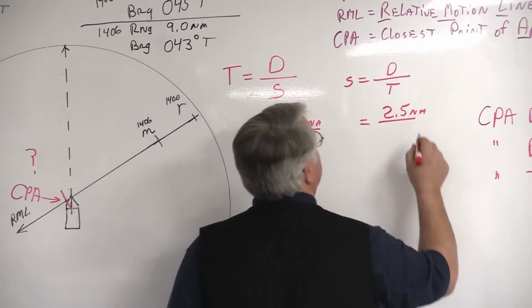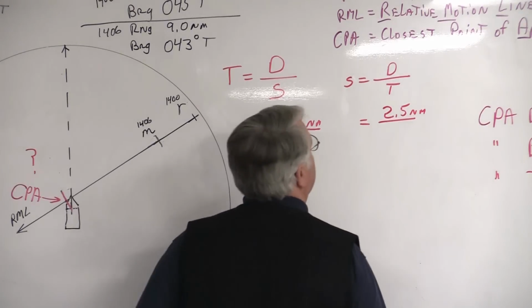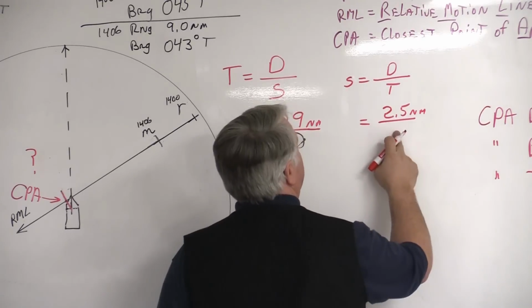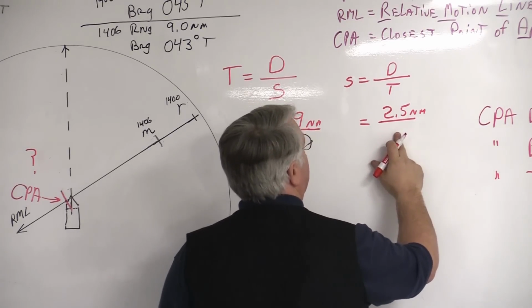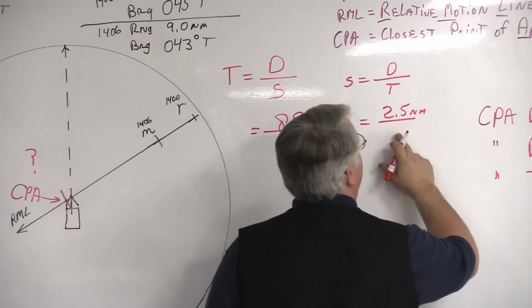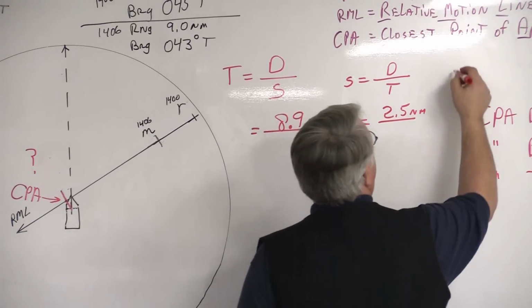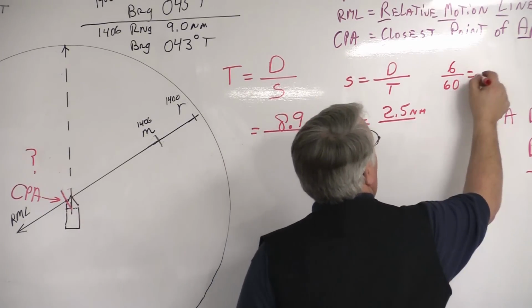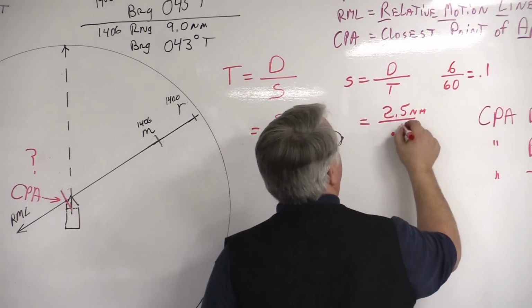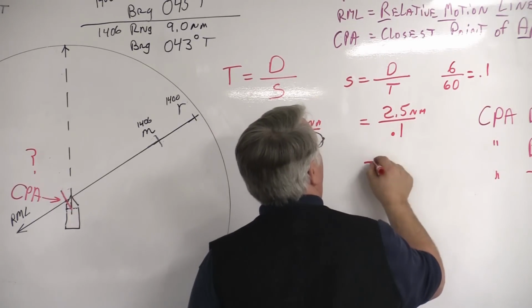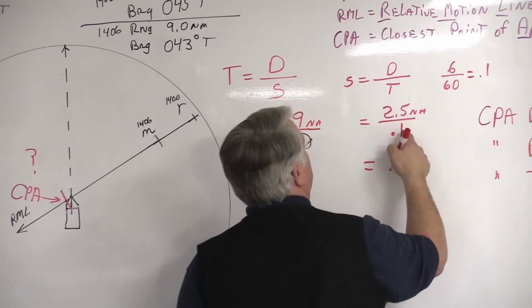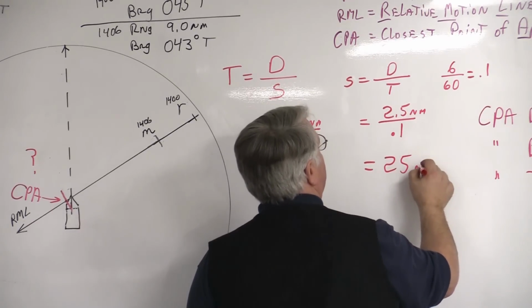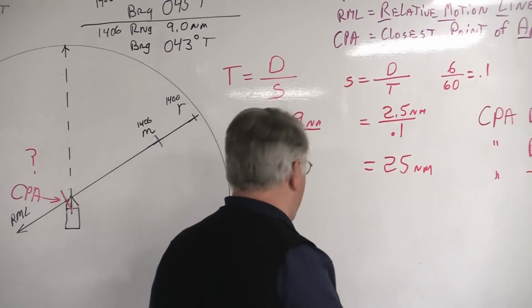2.5 nautical miles in 6 minutes. So we have to take the time. Can we put 6 minutes in our formula here? Nope. We have to put it in tenths of an hour. If we take 6 minutes and divide it by 60, we get 0.1. So we divide 2.5 by 0.1, and this is where the 10th rule comes into effect. We move the decimal point over 1. So the relative motion speed of the target is 25 knots.